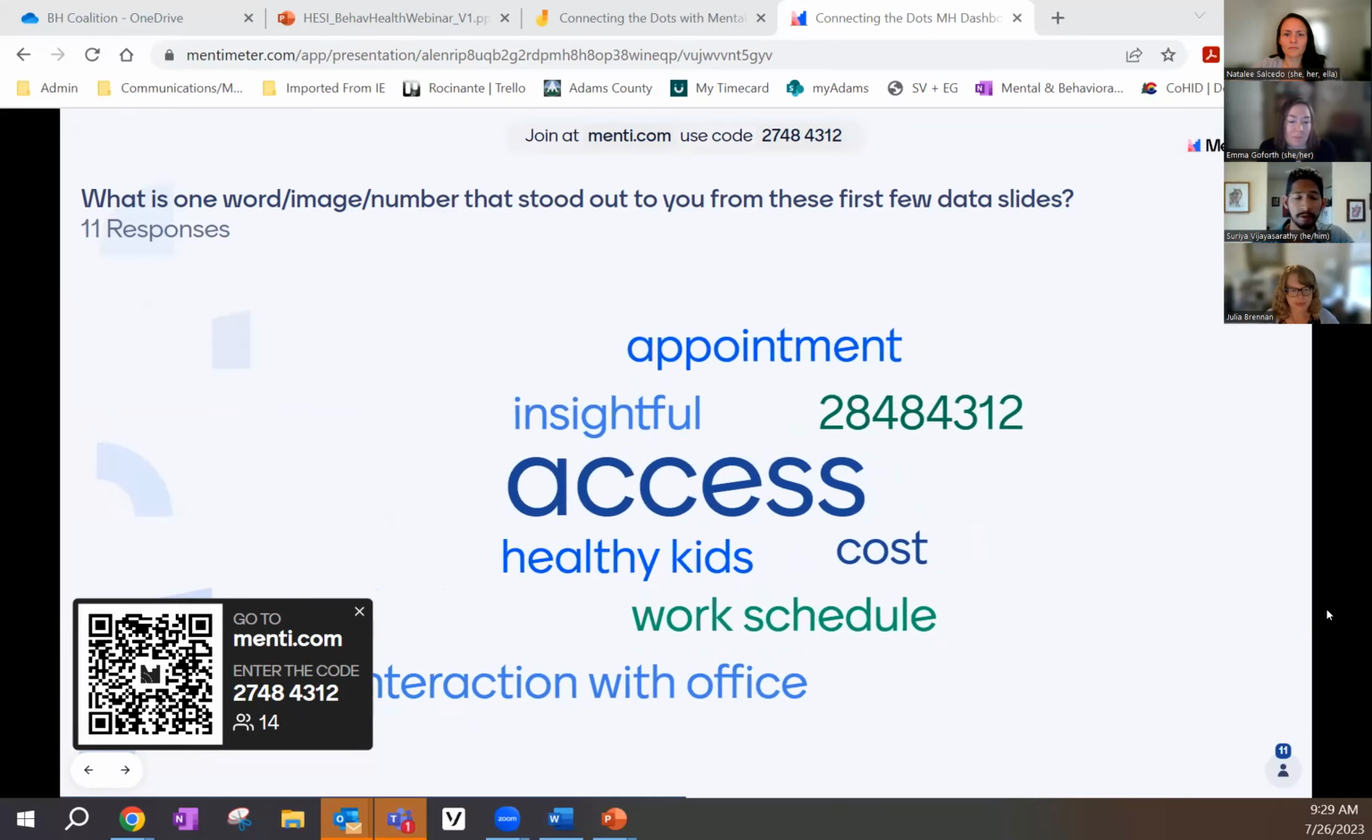It's the biggest one on the word cloud. So it sounds like access is really on people's minds right now. Insightful, appointment, healthy kids, cost, work schedule, and interaction with office. So this sounds like there are some things that are really sticking with people from this first section of the data. But access to me definitely seems to be the one that's really on people's minds.